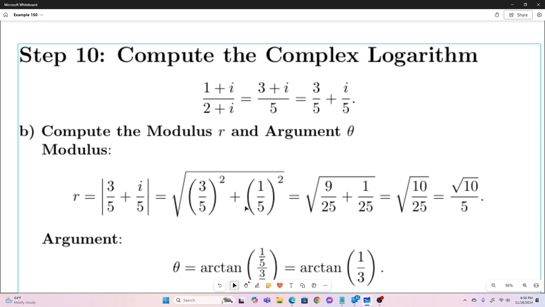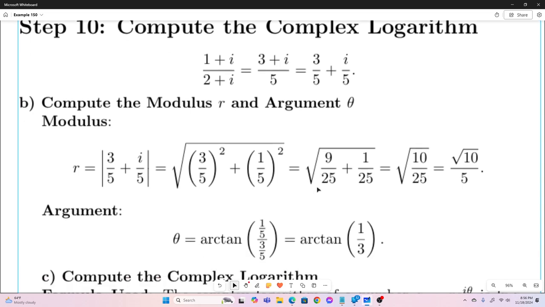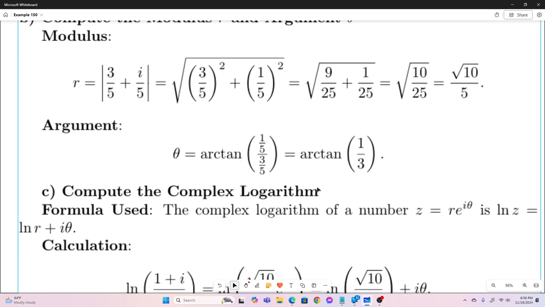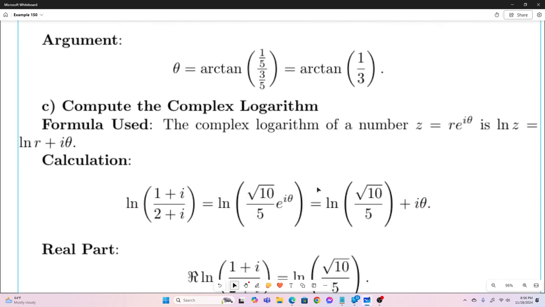So we know that the modulus is basically the magnitude, and the argument is theta. So if you were to rewrite that as r, the magnitude, times e to the i theta, our r would be equal to the square root of the sum of the squares of the components. And the argument, which we're not actually going to need, is equal to the arctangent of the imaginary component divided by the real component. So we would get arctangent 1 over 3 in that case. But anyway, this is what we end up with.